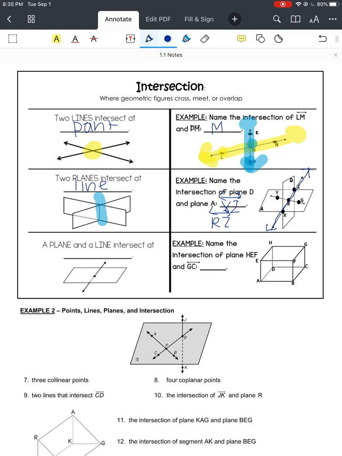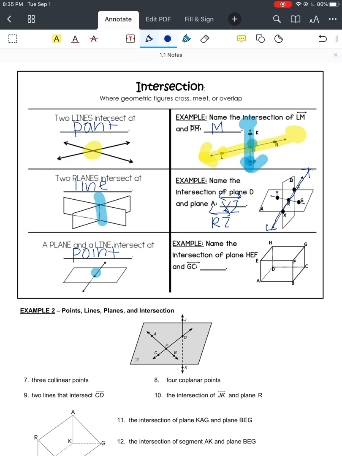Finally, a plane and a line. So think about a piece of paper, and if you stabbed your pencil through it, and then pulled your pencil out, what would be left? Hopefully you're thinking, well, a hole would be left. Well, a hole, geometric figure, is a point. So a line and a plane intersect at one single point.